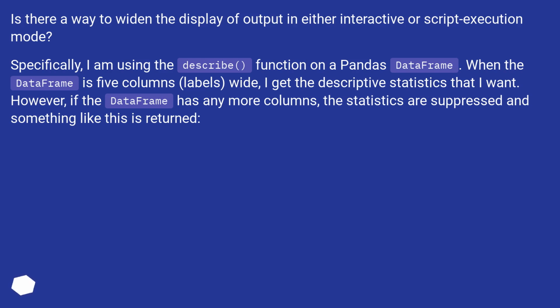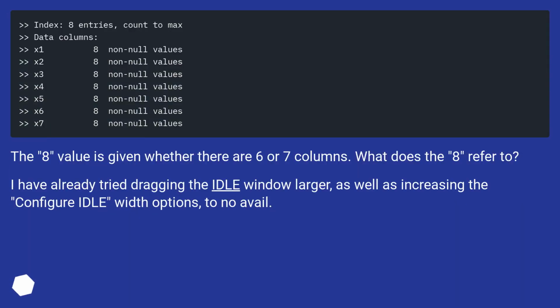When the data frame is 5 columns wide, I get the descriptive statistics that I want. However, if the data frame has any more columns, the statistics are suppressed and something like this is returned. The 8 value is given whether there are 6 or 7 columns. What does the 8 refer to? I have already tried dragging the IDLE window larger, as well as increasing the configure IDLE width options, to no avail.